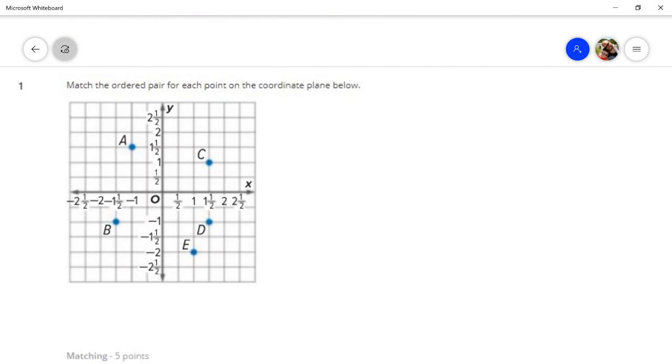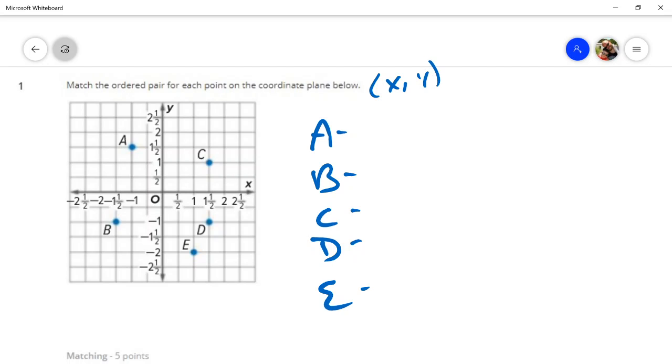Match the ordered pair for each point on a coordinate plane below. All right, A, B, C, D, E. A. So let's see. On the X, always do the X first. So 0, 0 here. So it's 1, 2.